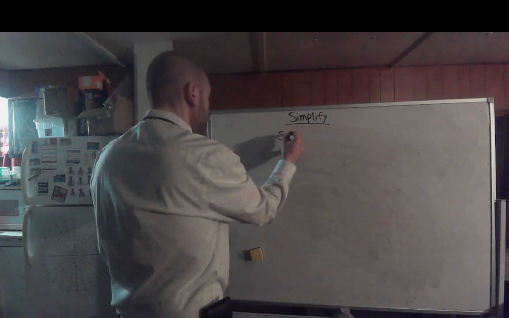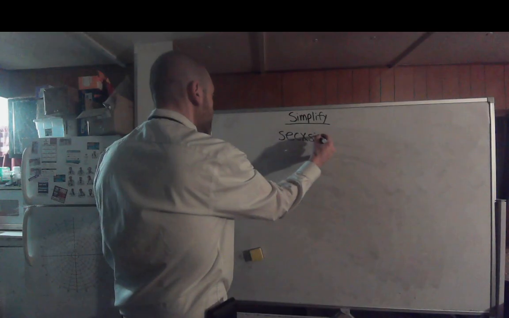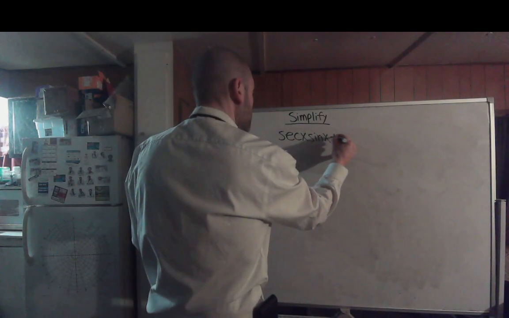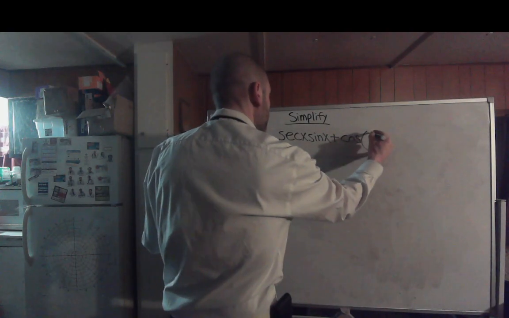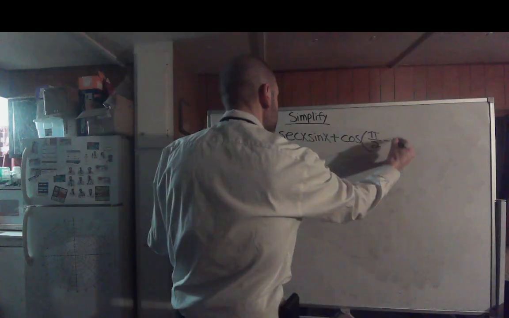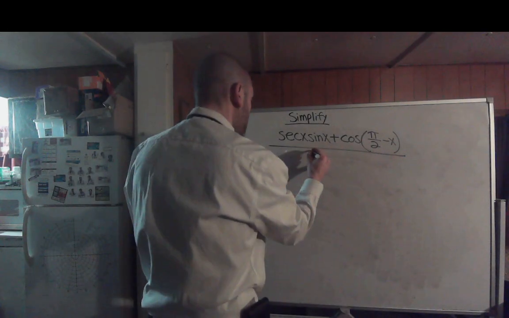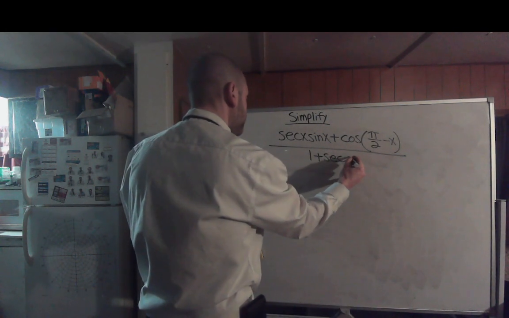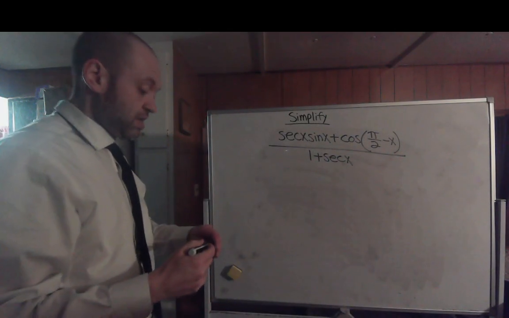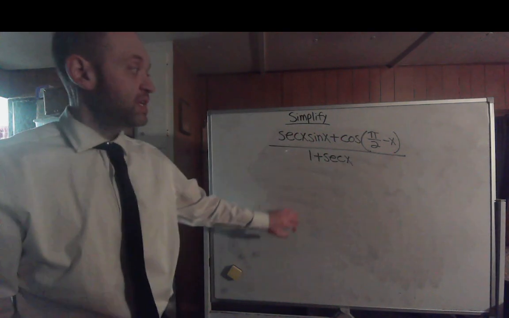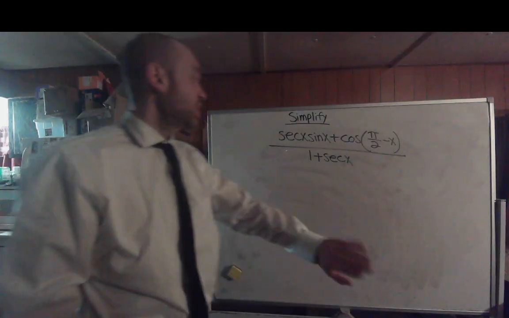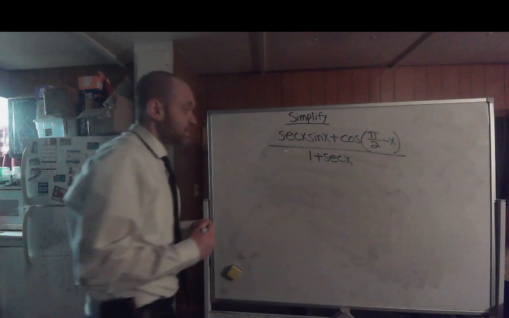Three more. Secant of x, sine of x, plus the cosine of the quantity of pi over 2 minus x. All that all over 1 plus the secant of x. So we have a bit of a doozy here. We have the secant of x sine of x plus the cosine of pi over 2 minus x, all that all over 1 plus the secant of x.